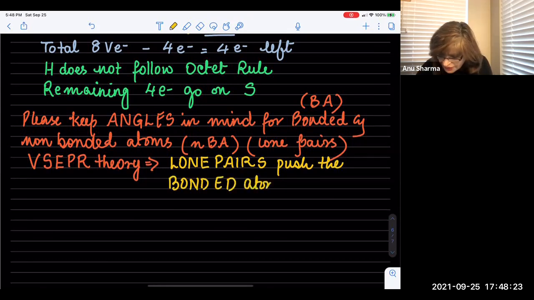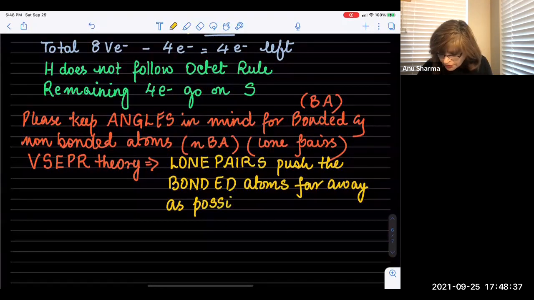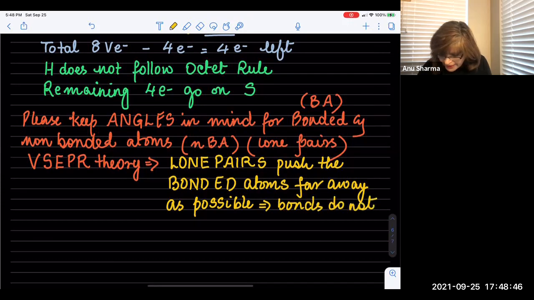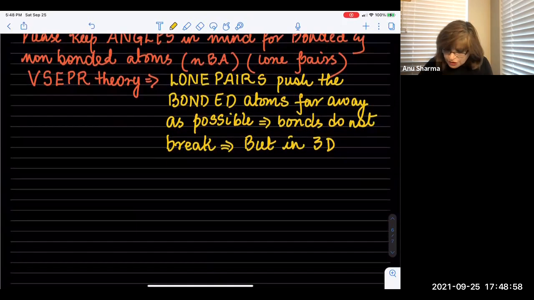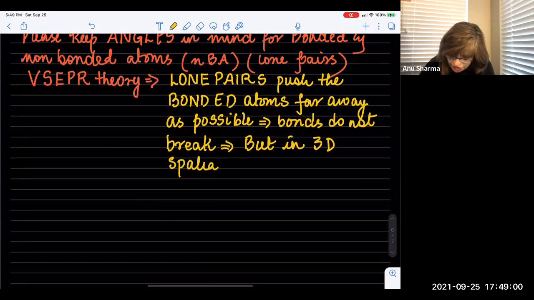Okay, bonded atoms far away as possible. It's not that they push them so the bonds are broken. The bonds still remain intact, bonds do not break, but in 3D, it's all about the spatial arrangement. So spatial arrangement. Okay, now what is happening?